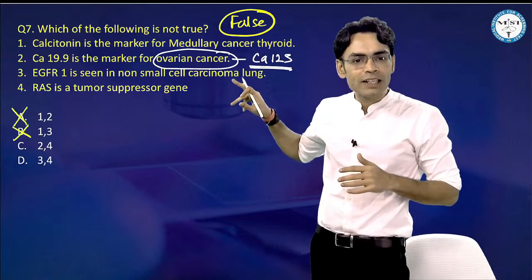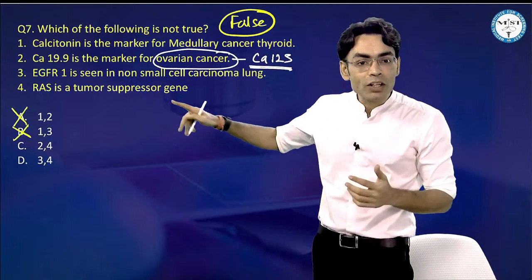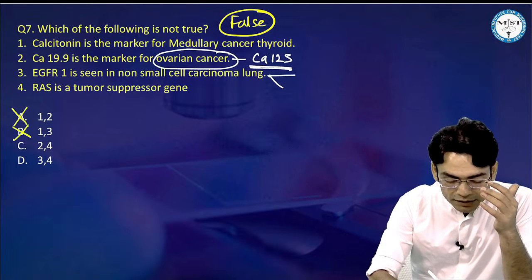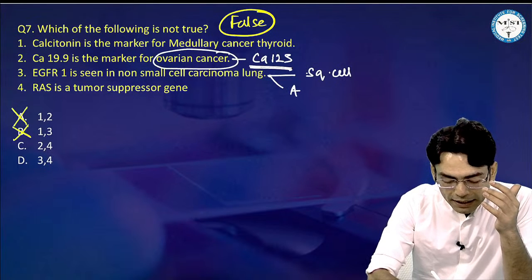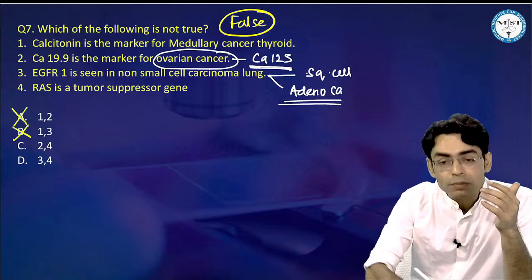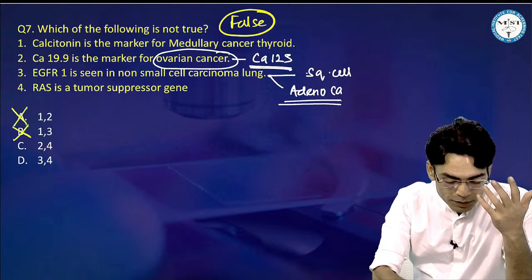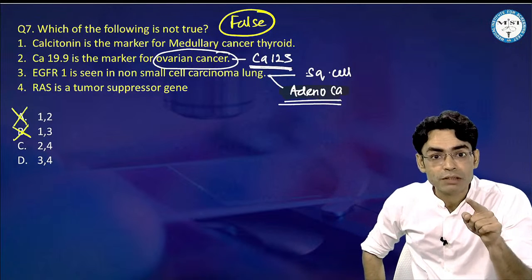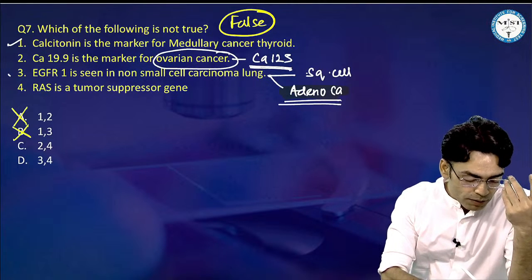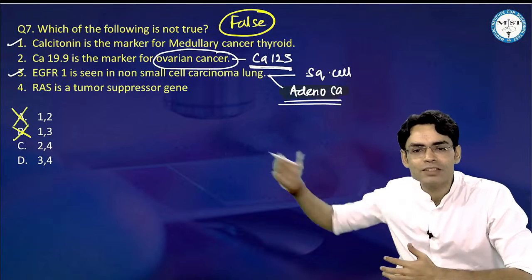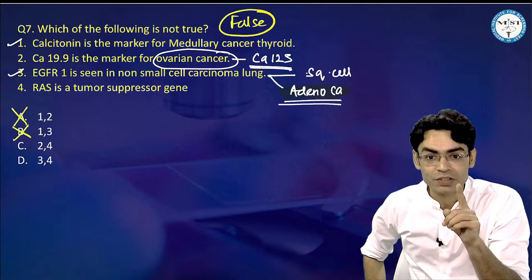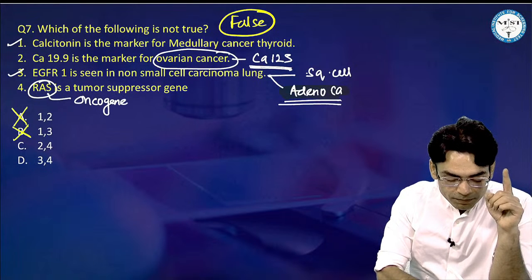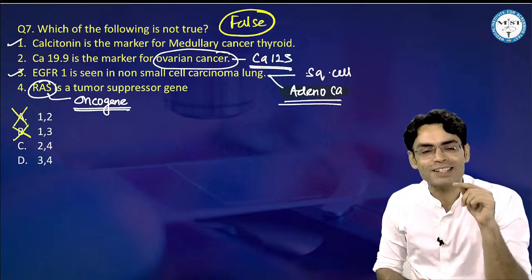So now let's see. EGFR1 is seen in non-small cell carcinoma lung. Yes, definitely. What are non-small cell carcinomas? Non-small cell carcinomas are squamous cell carcinoma and adenocarcinoma, and we have done this in the classes. Do you remember that table we have done? When I'm talking about adenocarcinoma lung, I've told you EGFR1 for that. So this is a true statement. So 1 is true, 3 is true. What is left? RAS is the tumor suppressor gene? No. RAS is not a tumor suppressor gene. RAS is actually an oncogene. So the correct answer for this question is going to be C.